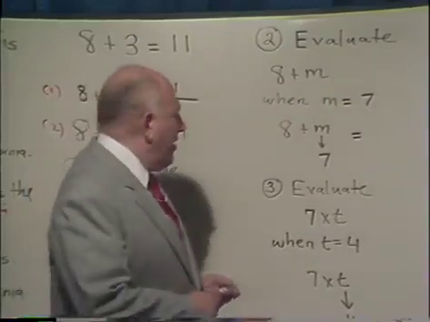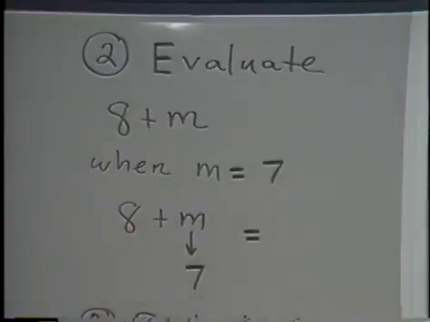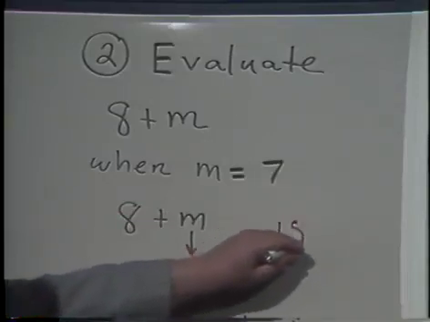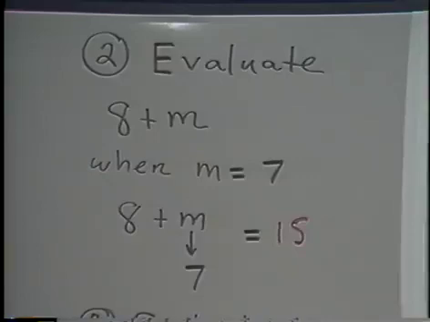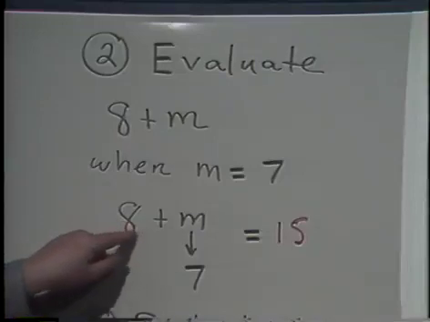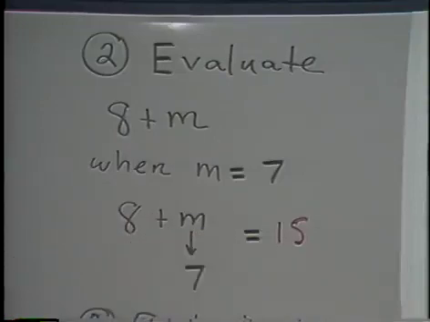And all that means is you write down the expression 8 plus m, replace m by 7, and do the resulting arithmetic. And do you see why I call that an arithmetic problem? Because now all you have to do is exactly what you see. 8 plus 7 is 15.